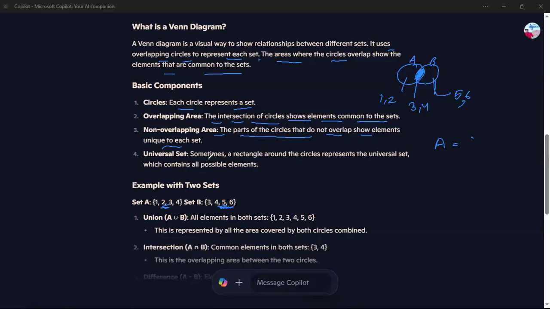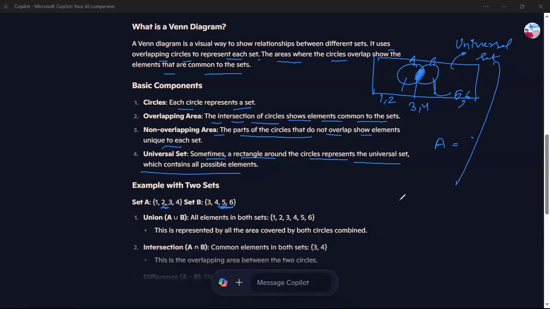Okay, like this. So, the universal set. Sometimes a rectangle around the circles represents the universal set, which contains all possible elements. Let's consider that these two circles lie in a rectangular region, and this rectangular region represents a universal set. Let's say the universal set has all the natural numbers from 1 to 10. So something like this is how we can represent the universal set.